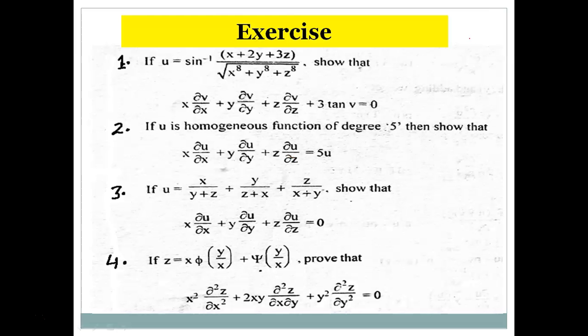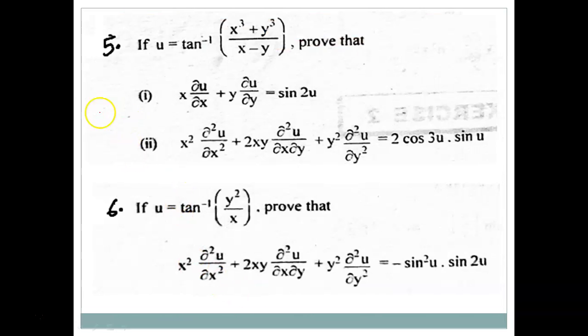So this is the exercise. You can try it based on these concepts. In the first exercise, you will see that sine u will be the homogeneous function of a certain degree, and you will apply the theorem which we have proved. And here again you will take the tan inverse on this side. So in fact tan of u will be the homogeneous function of a certain degree, and then you will apply Euler's theorem. Consequently you will get this expression.